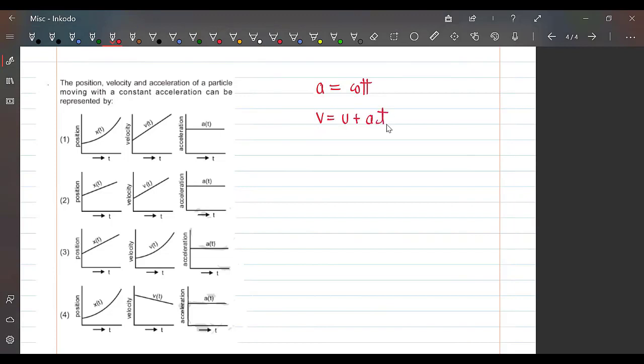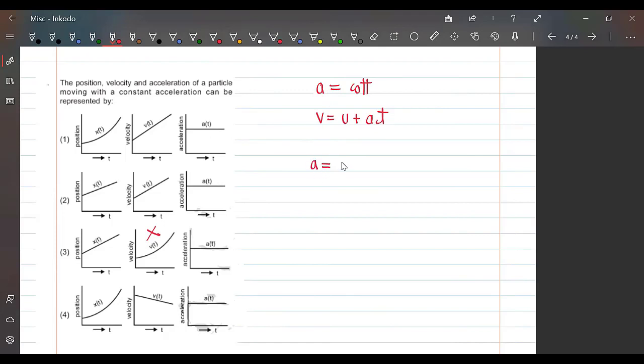That means graph between velocity and time is a straight line. So it won't be a curve. And we also know that slope of VT graph gives acceleration. And acceleration is a positive constant in every graph.